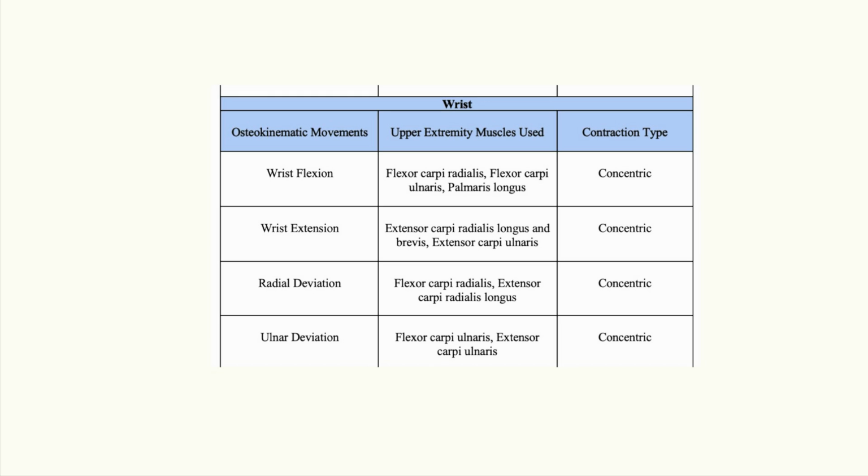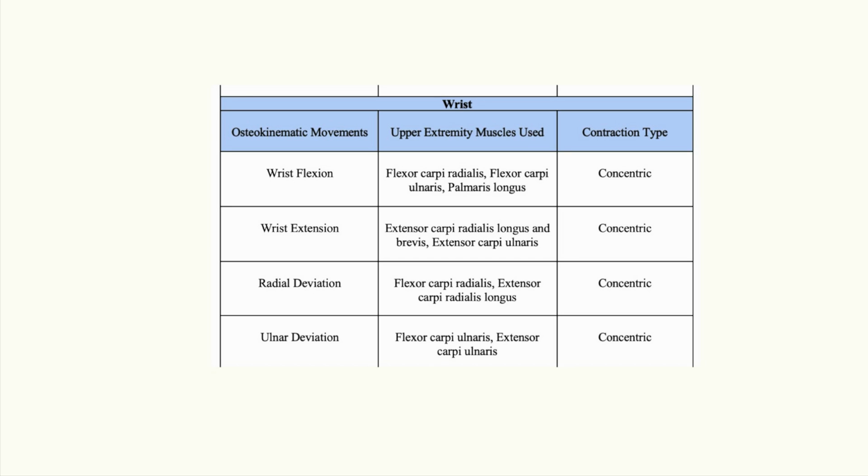Next, I did wrist extension, and with this, the upper extremity muscles used included the extensor carpi radialis longus and brevis, and also the extensor carpi ulnaris, and the contraction type was also concentric. Next, I did radial deviation, and the upper extremity muscles used included the flexor carpi radialis and the extensor carpi radialis longus as well. Also, the contraction type was concentric.